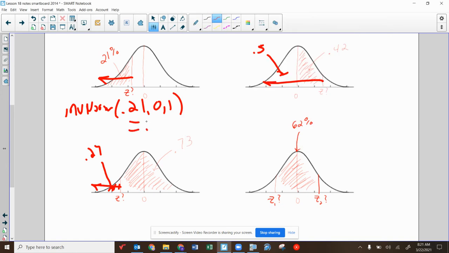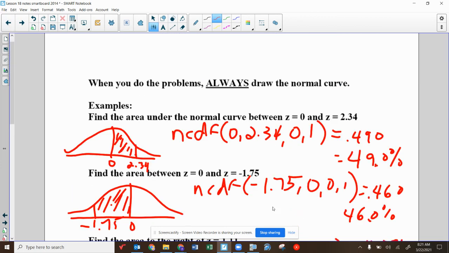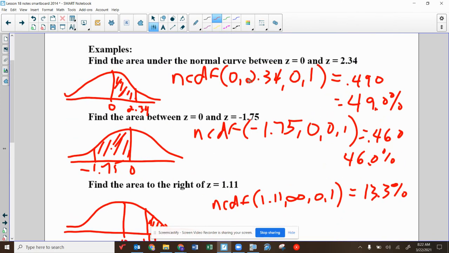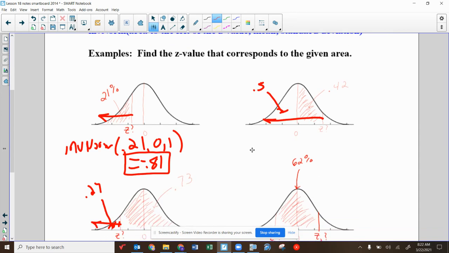Now, negative 0.81. This is not a percentage. This is a score. So when you do inverse norm, let's write that up here. Not a percentage. It's a score. You just found the z-score is what you just did. Whereas when you're doing this stuff here and you're finding the area or the probabilities, those are percentages. So normal CDF, right, as a percentage, inverse norm, you do not, because it's just the score.